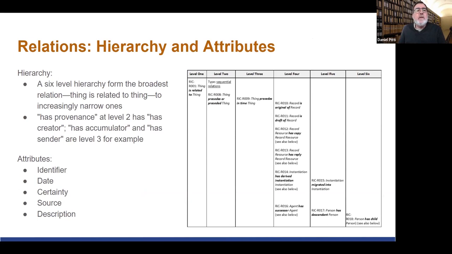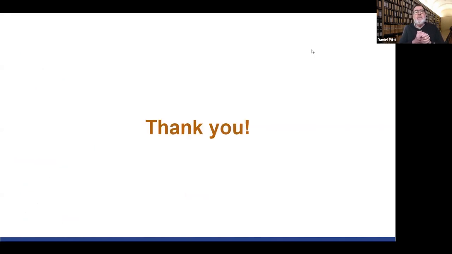The hierarchy is presented in six levels, and you can see this set out in the figure to the right. So thing is related to thing is the most general kind of relation, and any entity could be related basically at the most general level. But then as you proceed to the right, you have a sequential relation, thing precedes or follows another. And as you go down, it becomes more specific as you move off to the right. And then the attributes that can be used for qualifying relations: the relation can have an identifier, it can have a date, it can have certainty, the source of the evidence on which the relation is founded, and a description. Next slide, please. Thank you.